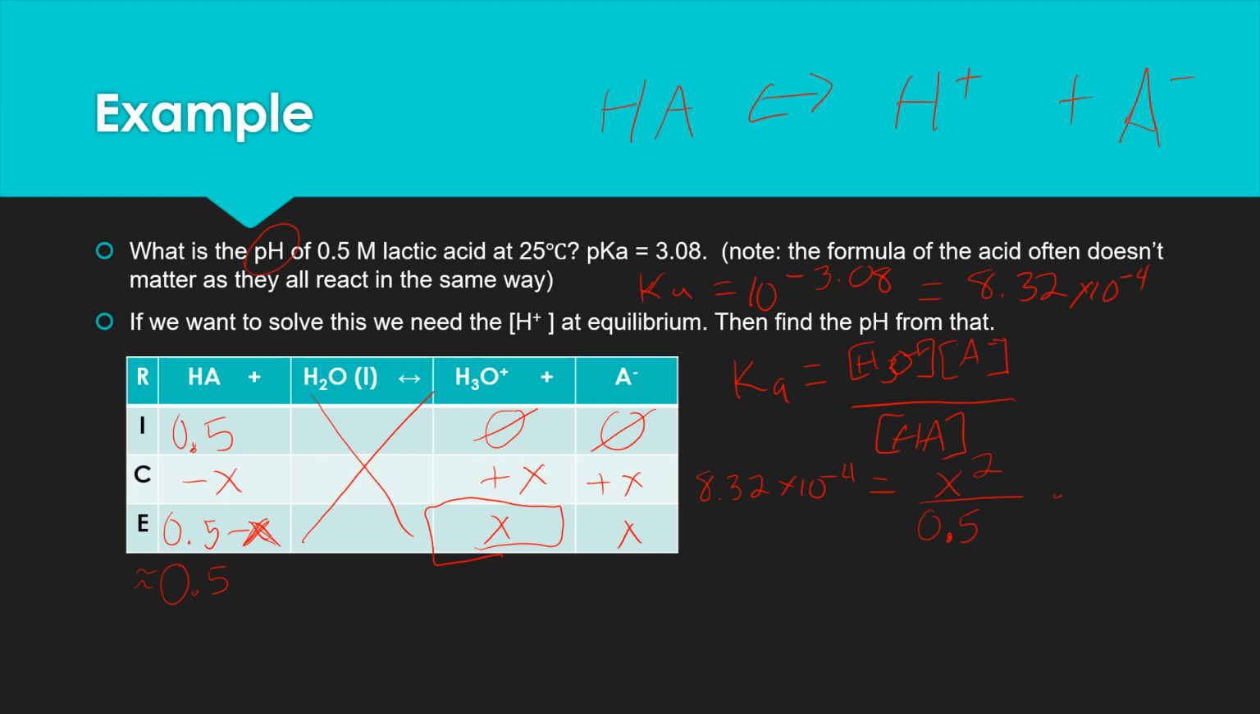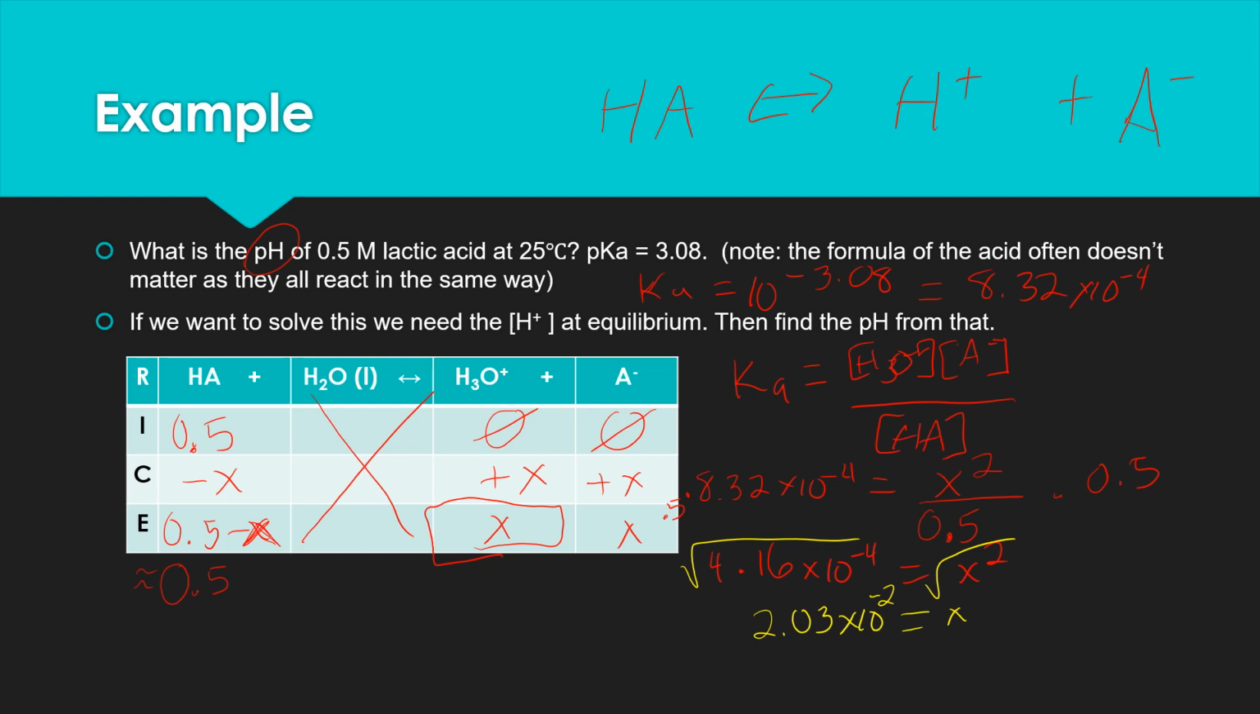We multiply by 0.5 on both sides since it's in the denominator. So 0.5 times 8.32 times 10 to the negative 4, and we get 4.16 times 10 to the negative 4. That equals x squared. And then to undo our square, we're going to square root both sides, and our x value is going to equal the square root of that number, which is 2.03 times 10 to the negative 2. All right, so that gives us our x value.